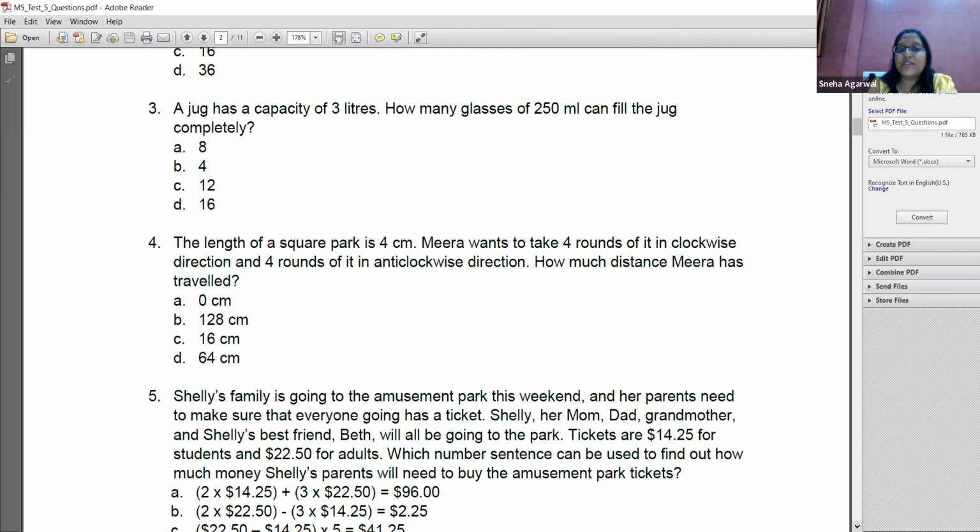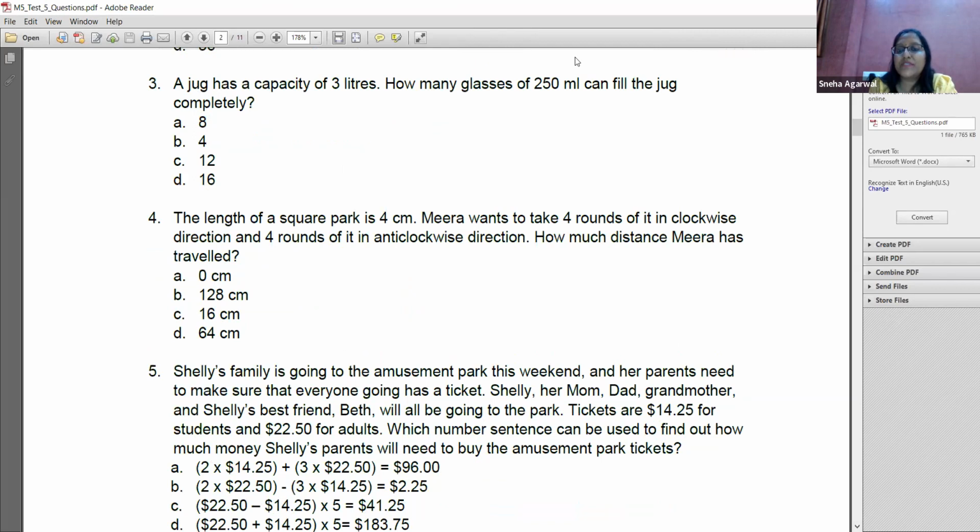A jug has a capacity of 3 liters. How many glasses of 250 ml can fill the jug completely? Guys, this is a very easy question. So you must be knowing that 1 liter is how many ml? Can you tell me? 1 liter makes how many ml? 1000. Yes, that's correct. So 1 liter is equal to 1000 ml. So 3 liters means 3000 ml.